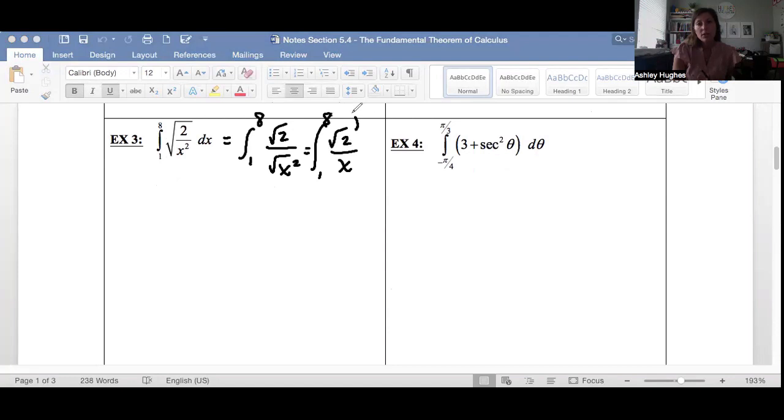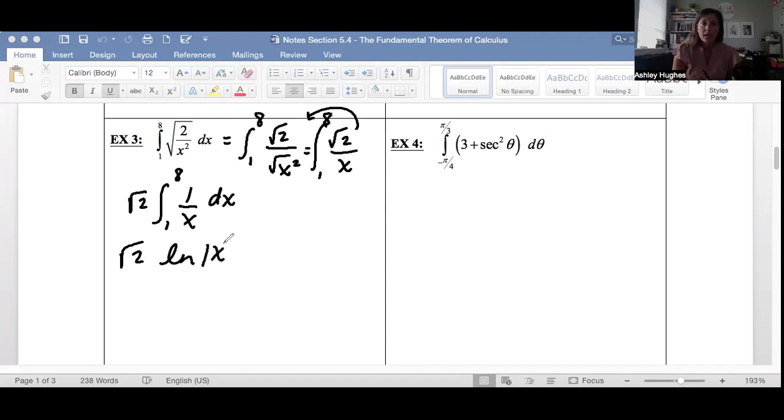Now, the square root of 2 I can just pull out front. The square root of 2 is just a multiple. That's that kx rule. We can pull out the k. And so I'm integrating 1 over x. And what's the antiderivative of 1 over x? That is the natural log of x.